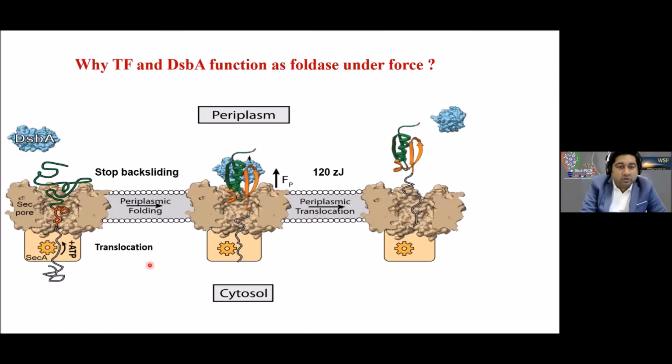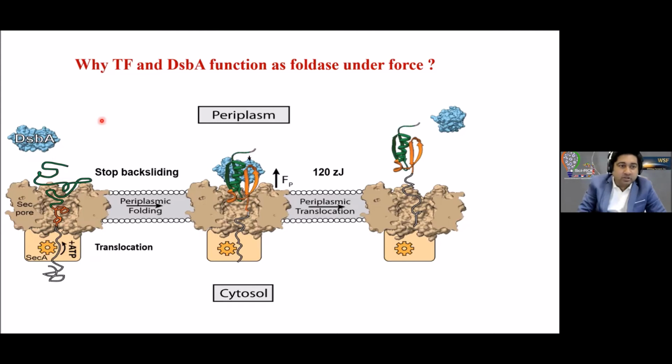To understand the physiological reason, I will try to explain DsbA first. DsbA is present on the periplasmic side, the protein is present on the cytoplasmic side, and SecA is the motor which translocates the protein from the cytoplasm to the periplasm with the help of ATP. One molecule of ATP translocates around 20 amino acids from the cytoplasm to the periplasm. Of course this can work well, but now we know that a lot of proteins which don't have disulfide bonds interact with DsbA.